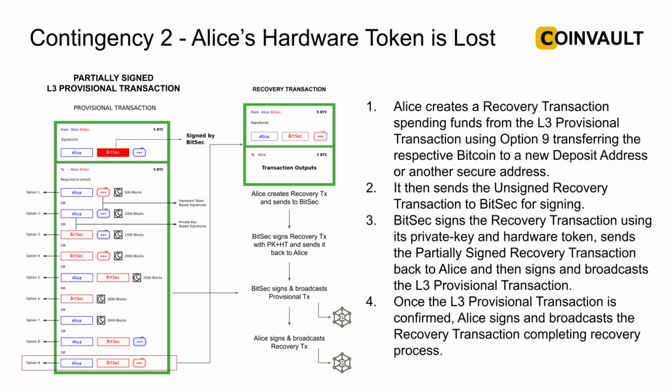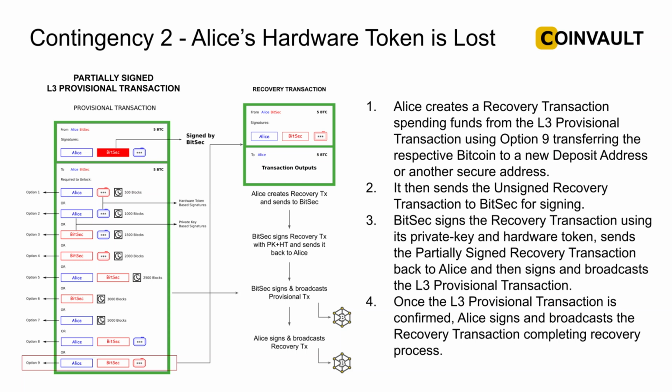You might be wondering how hybrid custody handles failure or loss of hardware tokens, as these do not have any backup or recovery phrase like hardware wallets. Let us now understand how CoinVault secures Alice's Bitcoin when her hardware token is lost or malfunctioning. Alice creates a recovery transaction, transferring the respective Bitcoin to a secure address, using option 9 of the L3 provisional transaction, requiring signatures generated using Alice's private key, BitSec's private key, and BitSec's hardware token. She then sends the unsigned recovery transaction to BitSec.